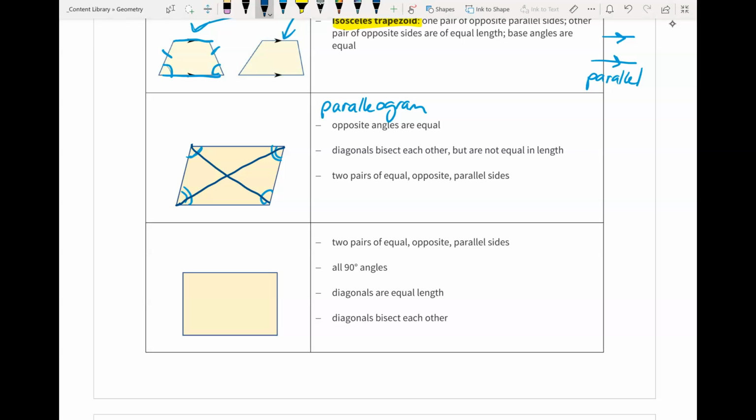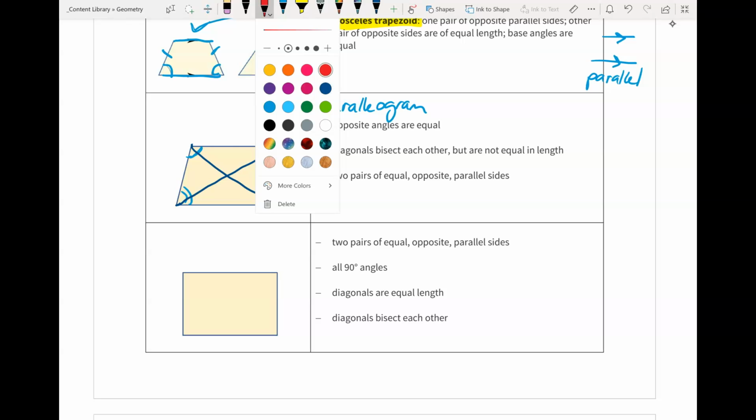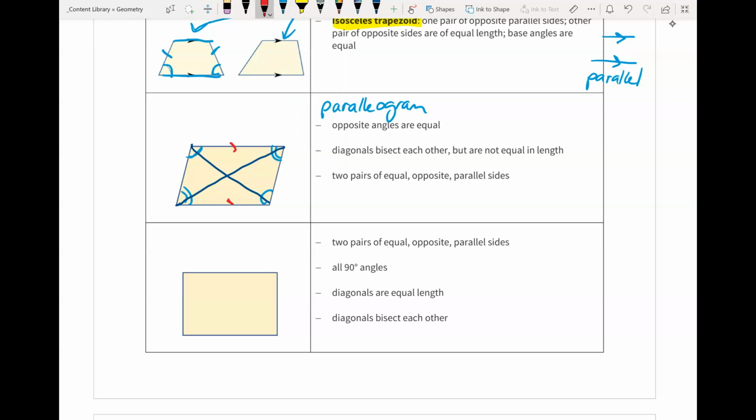Just saying that these two dark blue lines I just drew in bisect each other, but they're not equal in length. Another property is that there are two pairs of equal opposite parallel sides. So here, I'll do another color. These two lines are parallel to each other, and these two lines are parallel to each other. So the ones on the top and the bottom are parallel, and the ones on either side are parallel. And I just denoted it by two little arrows to indicate that these two lines are different from the ones from the top and bottom.